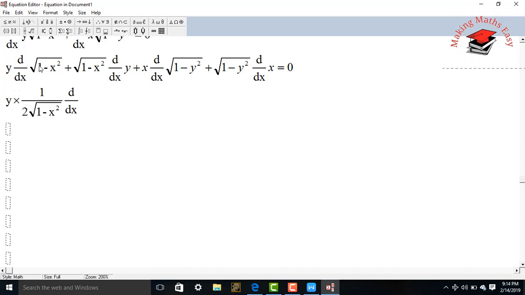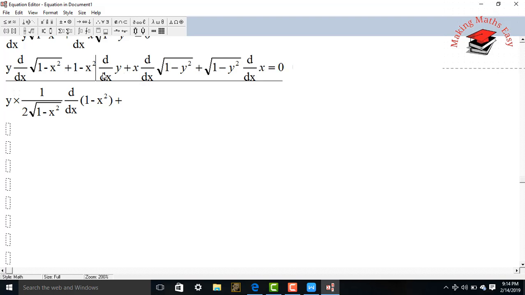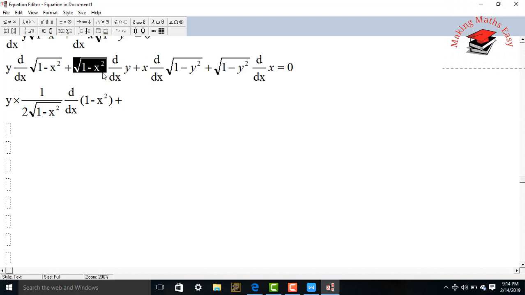As we know, the derivative of 1 is always equal to 0, as it is a constant number, and the derivative of x square is equal to 2x. So we will write it in the next step, plus the square root of 1 minus x square into the derivative of y. The derivative of y with respect to x, as I told you in the previous videos, is dy by dx. So put dy by dx in this case.